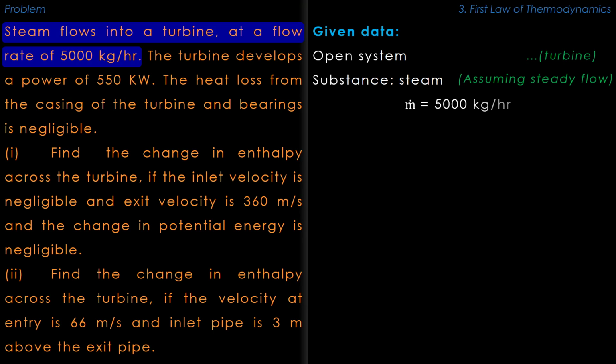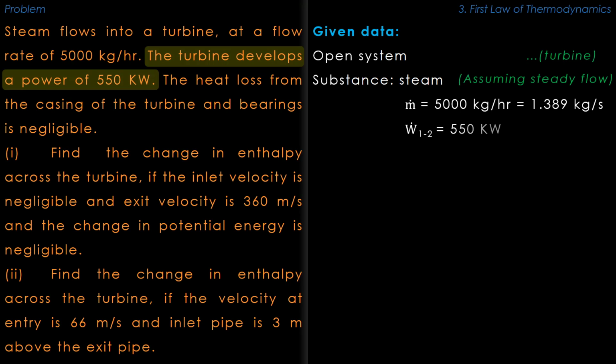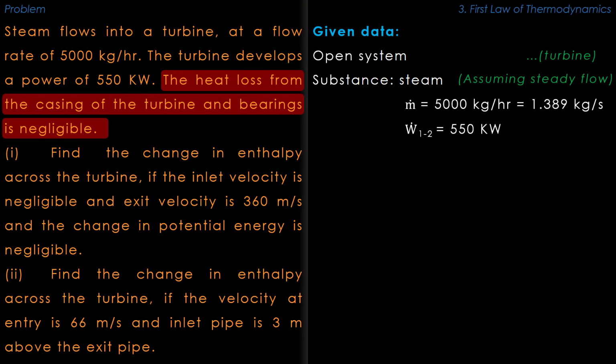M dot is equal to 5,000 kilograms per hour, which is equal to 1.389 kilograms per second. We know that in the steam turbine, the expansion process takes place, due to which work is produced. So this turbine is developing a power of 550 kilowatt. So we can write W12 is 550 kilowatt. And the heat loss from the turbine casing and in the bearing is considered to be negligible. So Q12 will be 0.